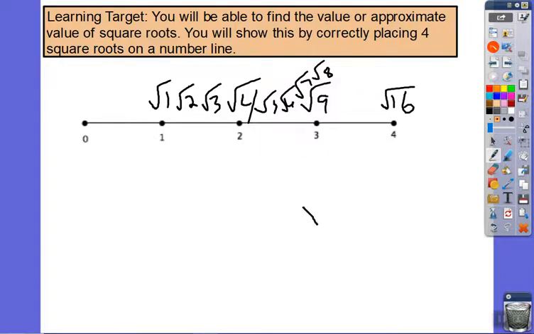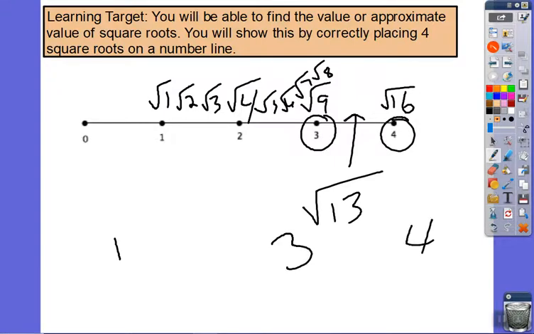So for example, if you had the square root of 13, well, that's going to be here between 9 and 16. So that number is going to be between 3 and 4. So the first step that we're going to do, and the first step that's going to be on your homework, is just to say that. Square root of 13 is somewhere between 3 and 4.